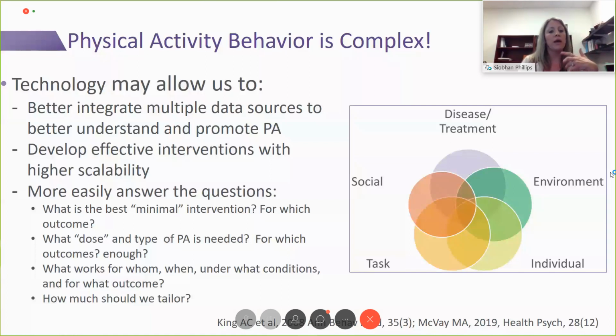And technology is one tool that may allow us to better integrate multiple data sources to understand and promote physical activity, develop effective interventions, and more easily answer questions like: what's the best intervention for which outcome, how much physical activity is needed for which outcomes, what works for whom, when, under what conditions, and how much should be tailored. Hopefully, ultimately, this will close the gap between research and practice and improve physical activity participation at a population level, and in turn, disease outcomes.